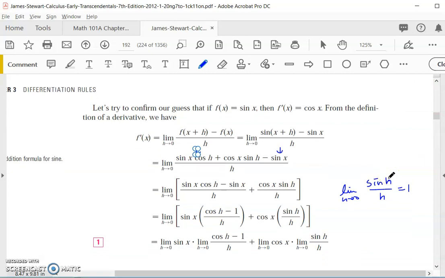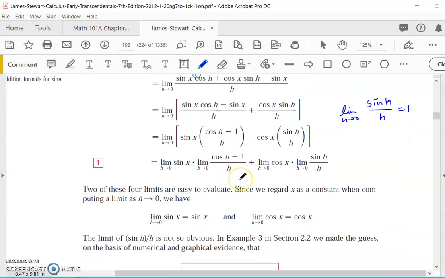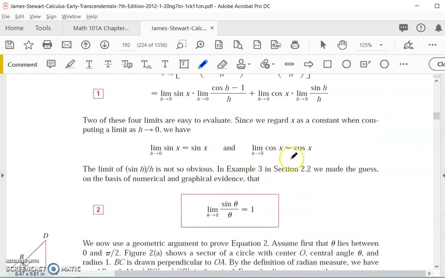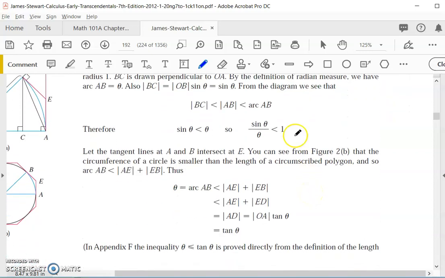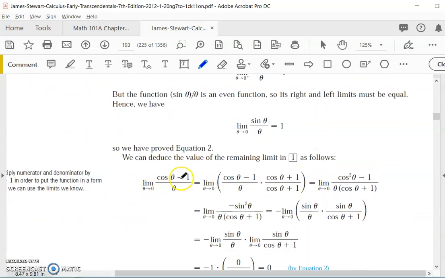Let's move down a little bit. So we know that this one is 1. The limit as h approaches 0 of cosine x is just cosine x because there's no h involved, right? It turns out that the limit of sine x as h approaches 0 is just sine x, and you can just plug it in. But we're not sure if cosine h minus 1 over h approaches a constant, because if it goes to infinity, it might not work. So later on they prove the limit of cosine theta minus 1 over theta, which in our case is h.